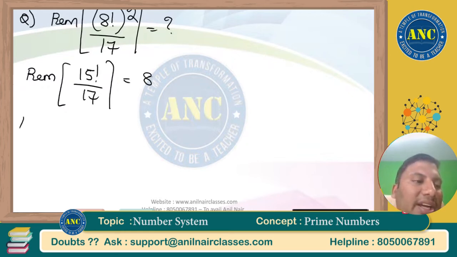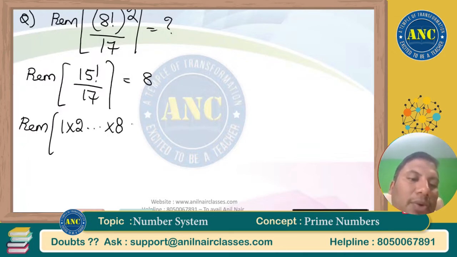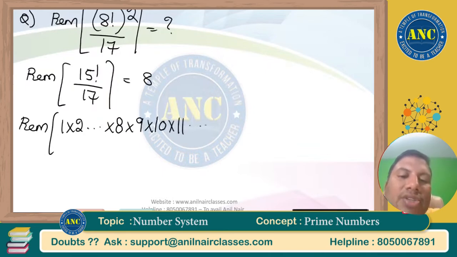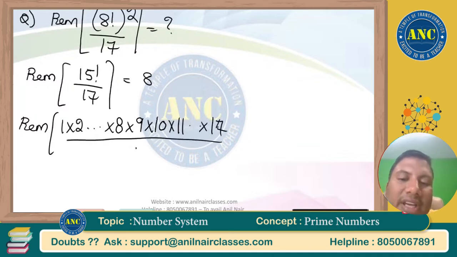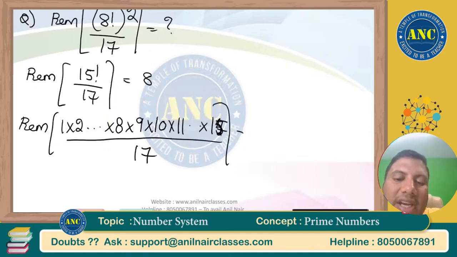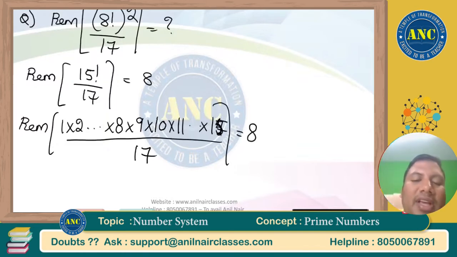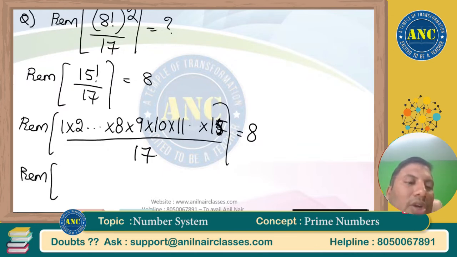I hope the idea is clear. 15 factorial is 1 into 2 and so on up to 8, 9, 10, 11 and so on up to 15, divided by 17. The remainder of 1 to 8 is 8 factorial. I hope it is clear.